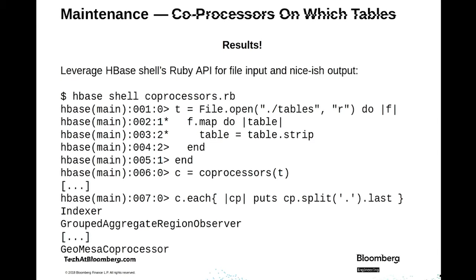I can now walk through that set that the coprocessors function returned to me, and print out just the last part of the string. In this case, it returns a Java-style class string. So it would be org.apache.hbase.indexer.indexer or something akin to that, and org.apache.phoenix, some other stuff, grouped aggregate region observer. And on this particular cluster, you can see GeoMesa was loaded. So it's very possible to do very quick operations rather than having to write a Java program, compile it, ship it to the cluster, and all of that. It's very nice for administrative functions.